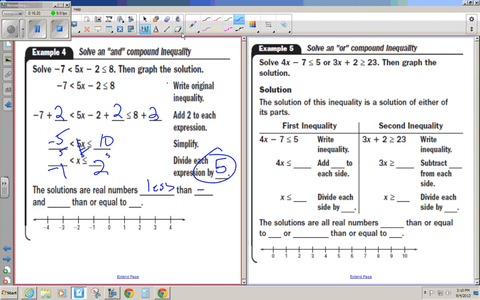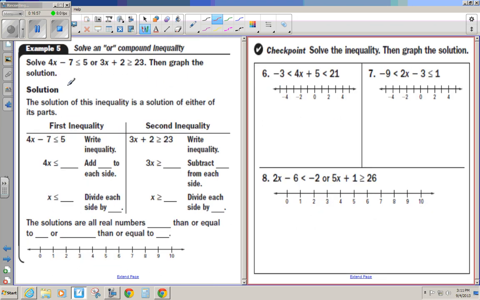Oh wait, hold on. I've got to slow down whenever I do this. I've got to make sure I say it right. So x is bigger than negative 1, and it's less than or equal to 2. So open circle, solid dot, and it's an in-between. So it's everything in between those points.